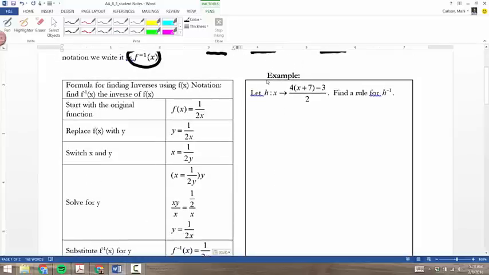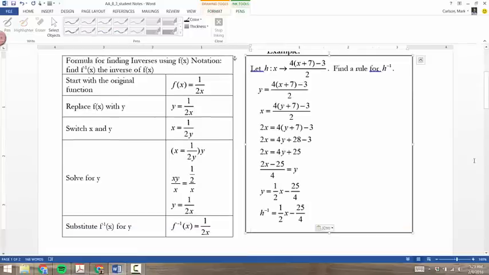So let's see if we can do that with this example problem here. You might want to pause it and just see if you can do it. It doesn't matter that it's in mapping notation instead of function notation. The process is still the same. Why don't you pause it, see if you can do it, and then I'm going to put the answer in here. Alright, so here's what you would get on that one.